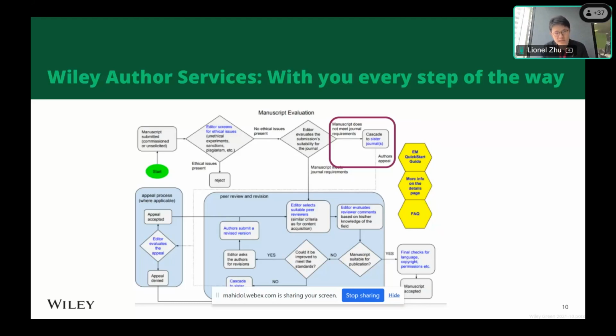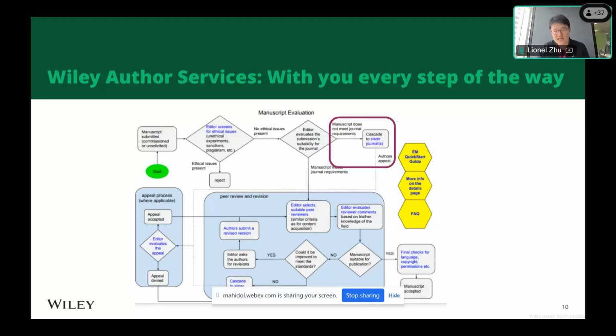I'm going to check 3 points. Okay, the first one is the most important, as I said, novelty. How do we define novelty? Different journals have different criteria, depending on the impact factor and the editorial boards.